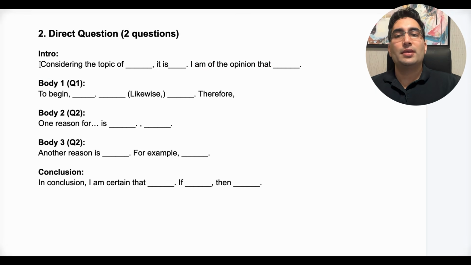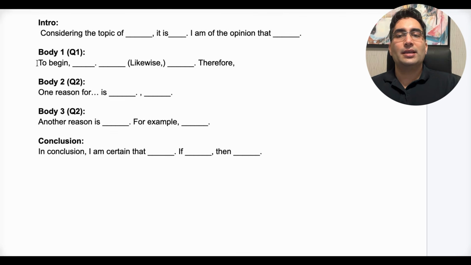So you start with your general sentence, considering the topic of this, it is this. So considering the topic of deforestation, it is certainly widespread around the world these days. Now, when you do this, you're using considering to start, and that gives you a complex sentence starter right away, a good first impression. Now, again, you don't want to copy the same basic words like I think or I believe. Here, you're going to say I'm of the opinion that, and give your opinion here.